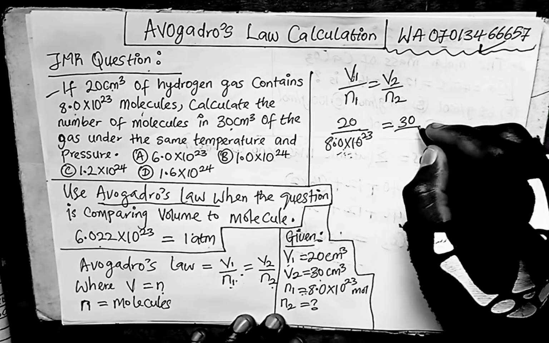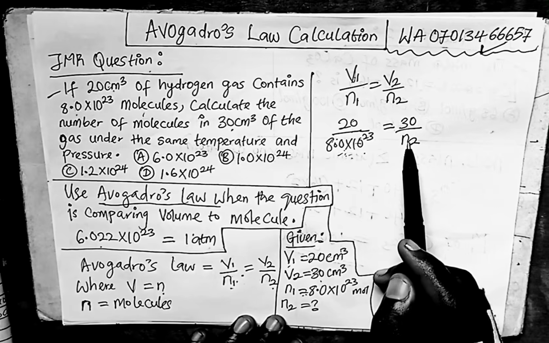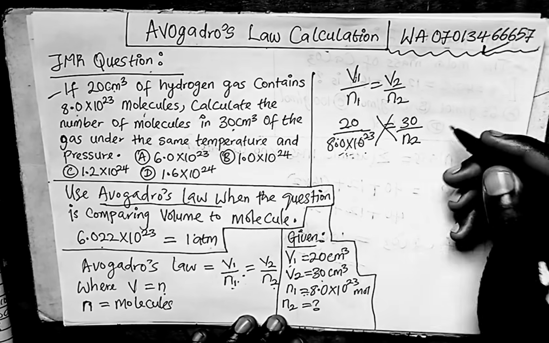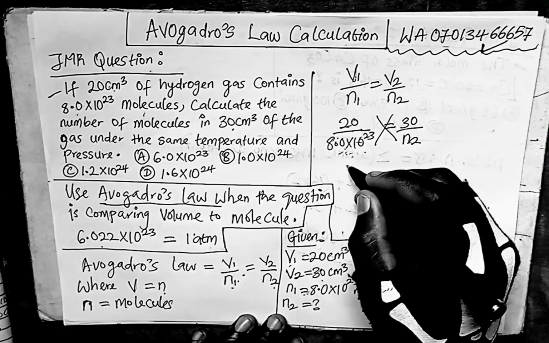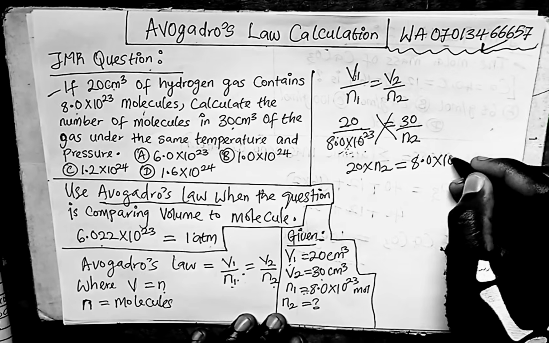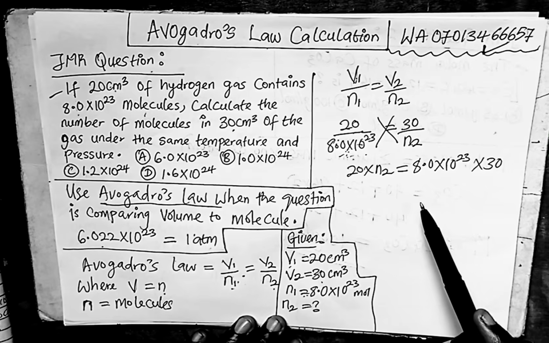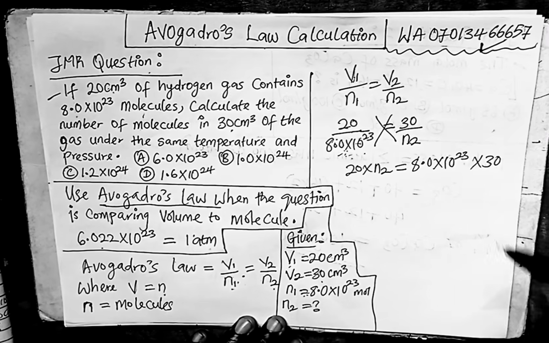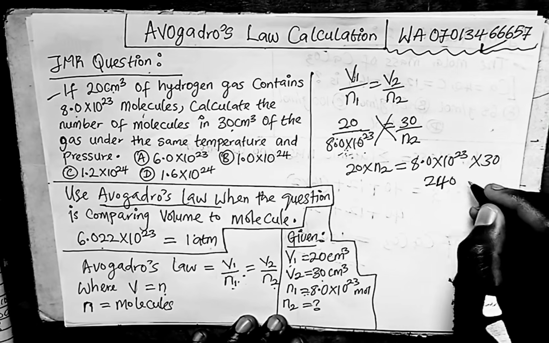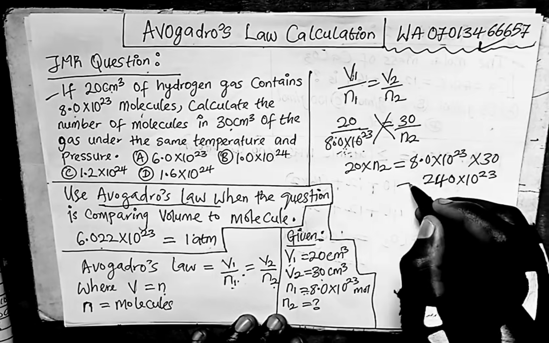What do you do when you have letters on one side as denominator or numerator and numbers on the other side? You cross multiply. Very easy. So when we cross multiply, we are left with 20 times N2 equal to 8.0 times 10 raised to the power 23 times 30. We use 8 times 30, then leave the raised power. 8 times 30 gives 240, that's what the calculator says, times 10 raised to the power 23.